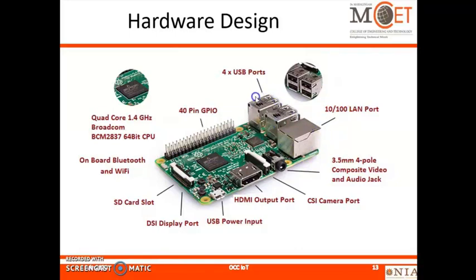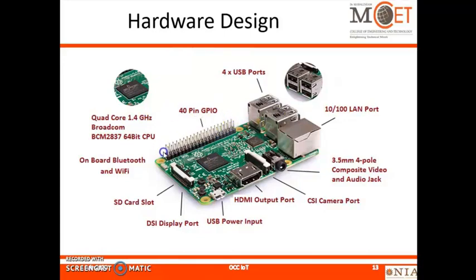And here the 4 USB ports. I have mentioned the new Raspberry Pi Model 3 has 4 USB ports in which you can connect the mouse or keyboard or USB device, etc.